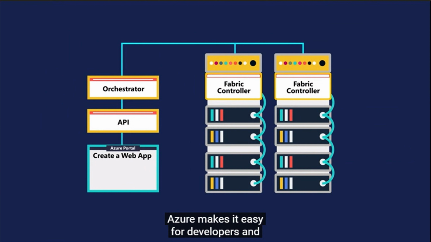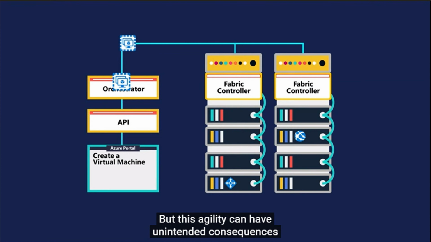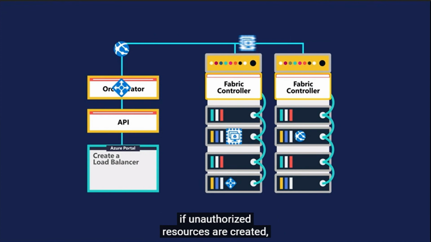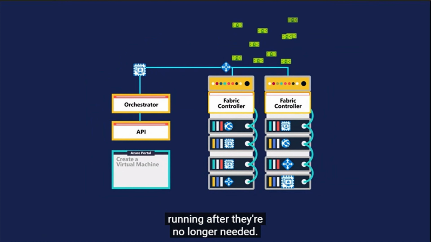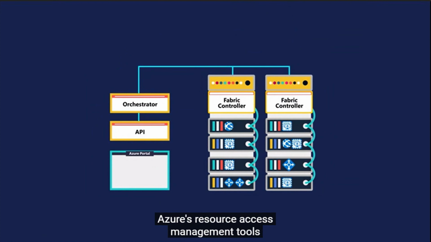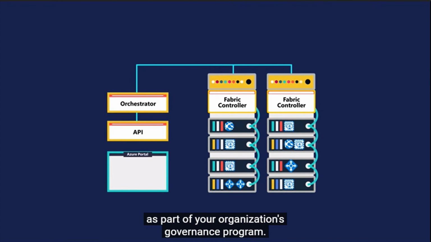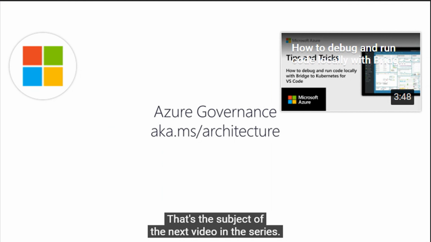Azure makes it easy for developers and IT professionals to be agile when they build, deploy, and manage their applications and services. But this agility can have unintended consequences if unauthorized resources are created, or if resources are left running after they're no longer needed. The solution to this problem is to use Azure's resource access management tools as part of your organization's governance program. That's the subject of the next video in the series.